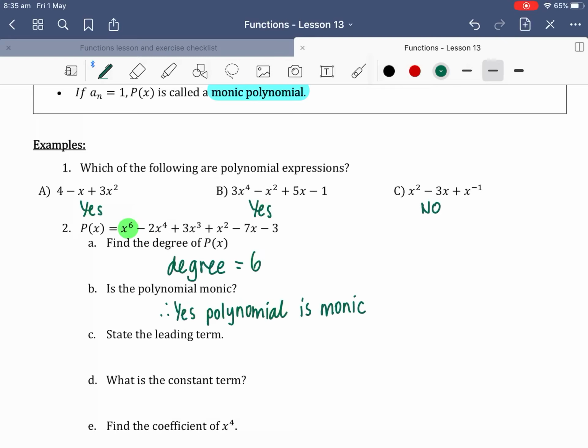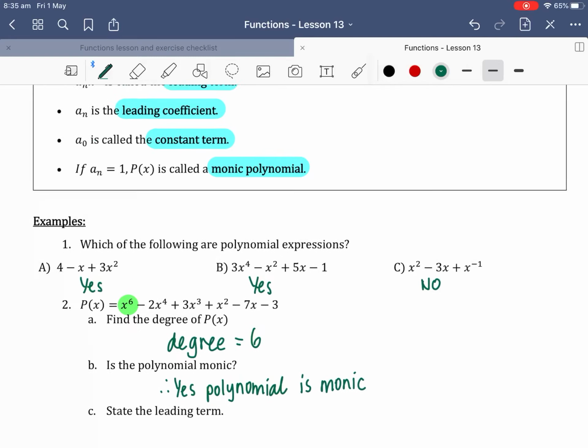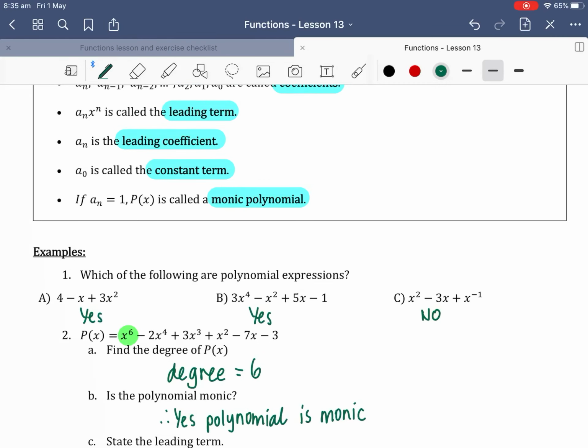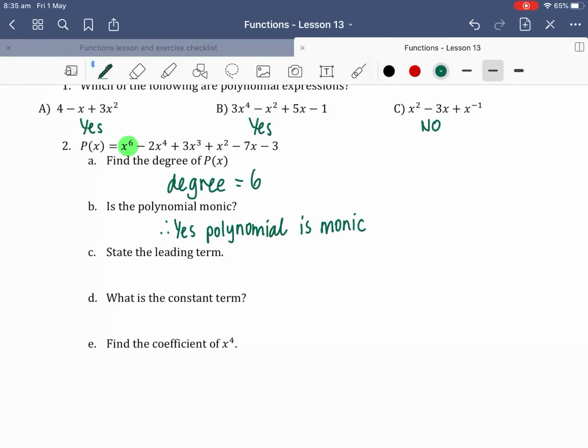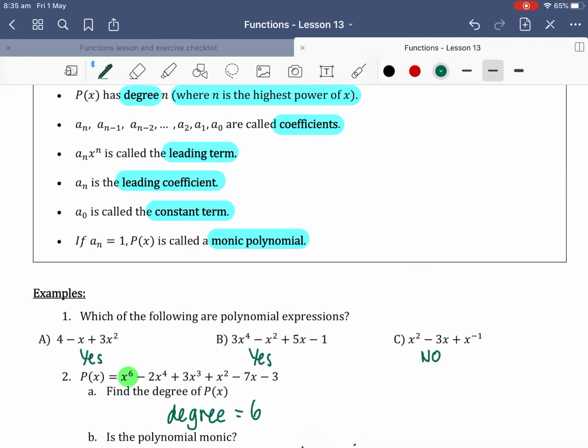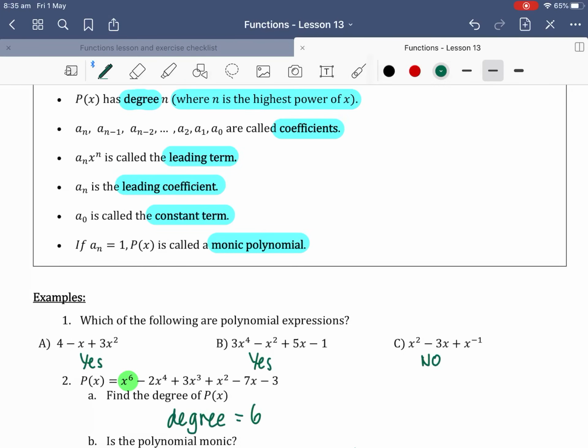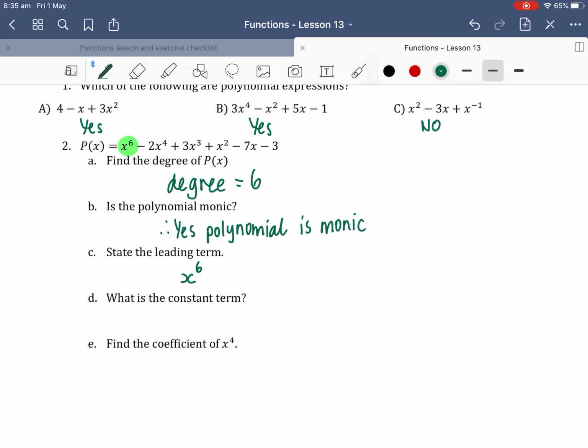Okay, c, we want to state the leading term. So our leading term is the term that's at the front. So again, this is our x to the power of 6. We then want to state what the constant term is. So this is the term that has no x value. So our constant term is our minus 3 back here.